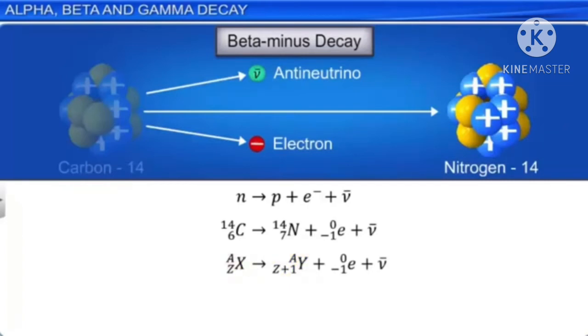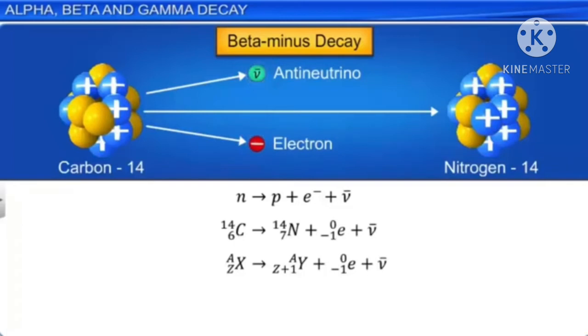In beta minus decay, a neutron transforms into a proton within the nucleus. Along with this transformation, an electron and an antineutrino are also emitted.